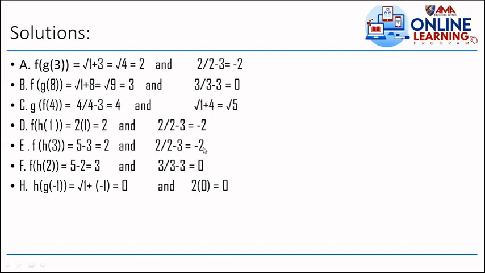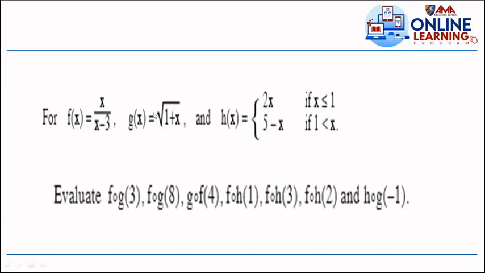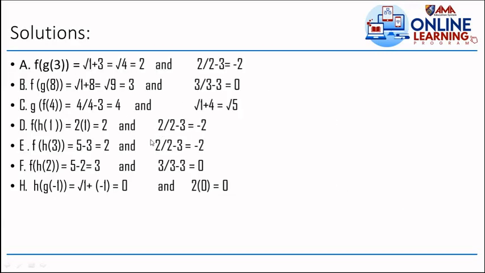Okay? Next, f of h of 2. Pareho pa rin, no? 5 minus x. So, 5 minus 2 is equal to 3. And 3 divided by 3 minus 3 is equal to 0. Okay? For the last one, h of g of negative 1. Okay? So, gagamitin natin yung function dito. Negative 1, the square root of negative 1 plus 1 is equal to 0. Okay, so since x is less than 1, so 2 times 0 is equivalent to 0.